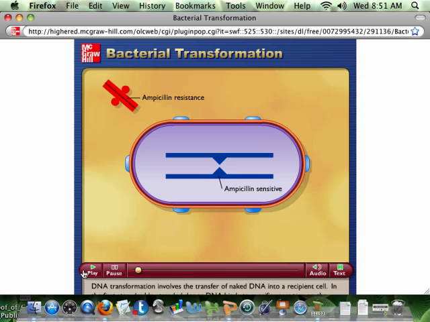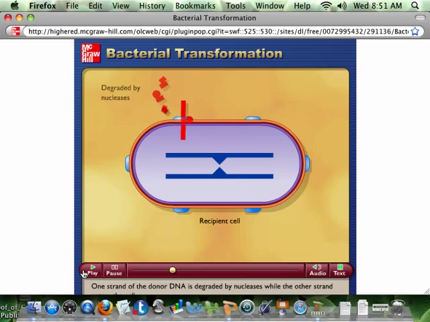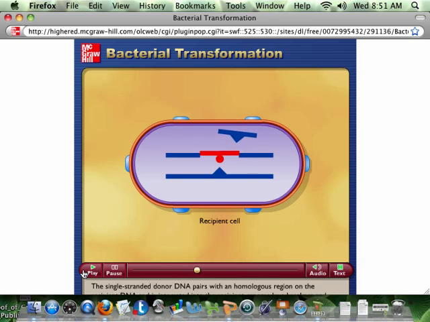DNA transformation involves the transfer of naked DNA into a recipient cell. In the first step, double-stranded donor DNA binds to specific receptors on the surface of a competent cell. One strand of the donor DNA is degraded by nucleases while the other strand enters the cell. The single-stranded donor DNA pairs with a homologous region on the recipient DNA and is integrated into the recipient genome by a breakage and reunion mechanism called homologous recombination.